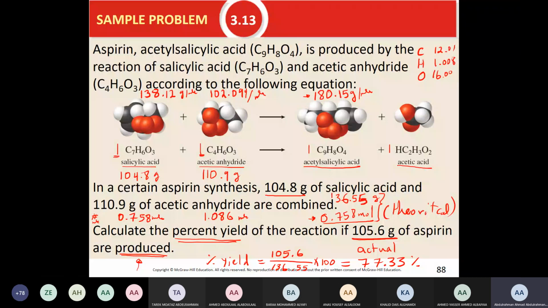By calculation, when you do the calculation in the equation, like I'm reacting this one with this one to give you this one. I have this amount with this amount, so it gave me 136.55 of acetylsalicylic acid, which is aspirin. This is by calculation. The number 136.55, I got it by calculation from the equation. This is called now theoretical yield.